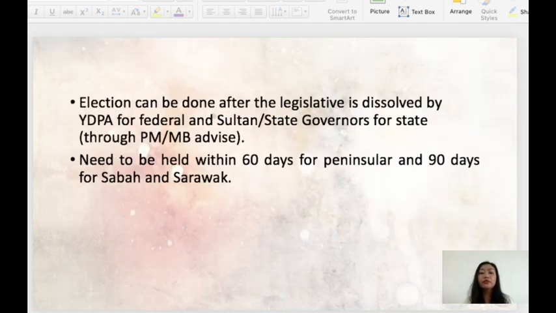Election can be done after the legislature is dissolved by the Yang Dipertuan Agong for federal, and the Sultan or state governors for state, through the prime minister's or chief minister's advice. It needs to be held within 60 days for Peninsula and 90 days for Sabah and Sarawak.